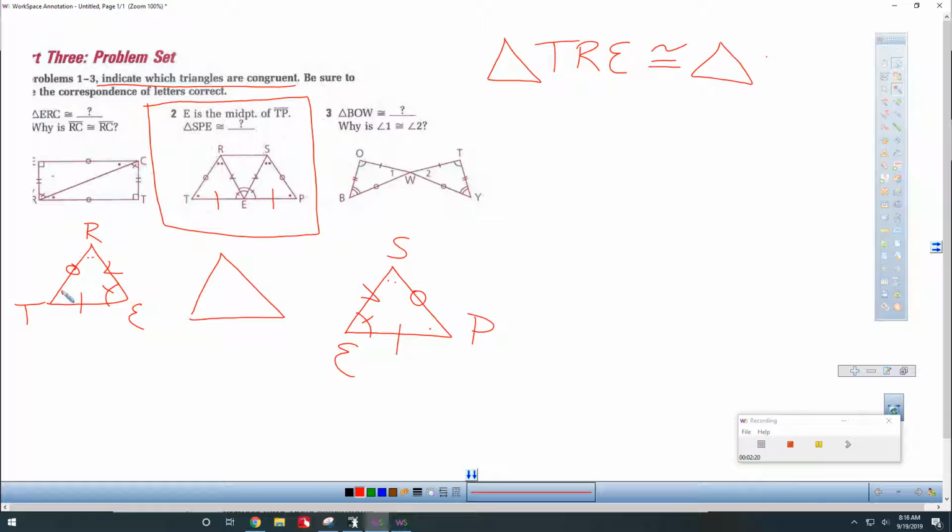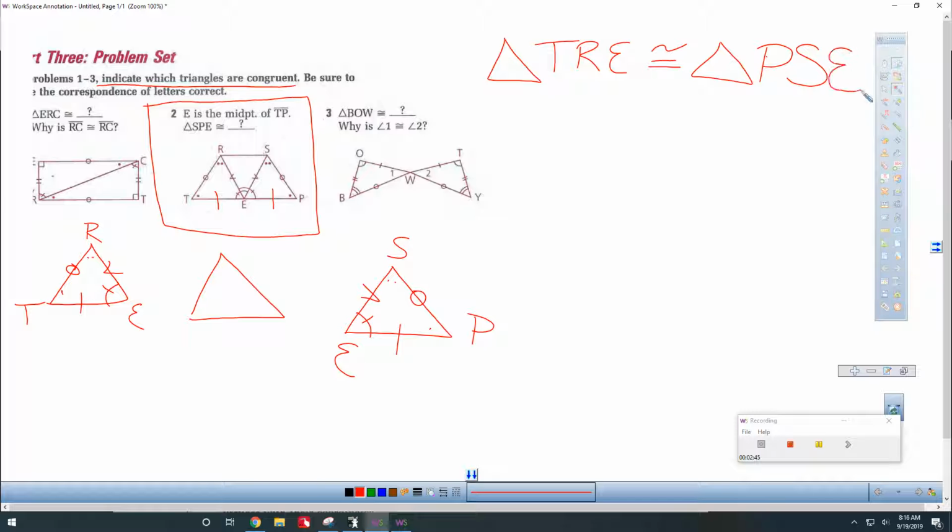Nope. Which angle has 1 dot on it? Angle P. You see it? Now, which angle matches up with R? Very good. And so finally we have to have E.